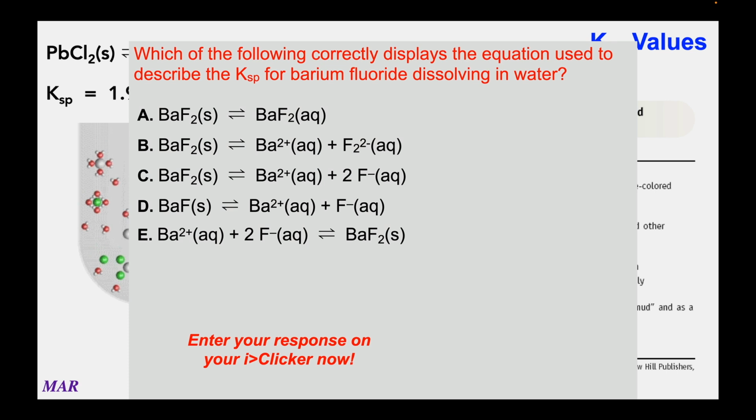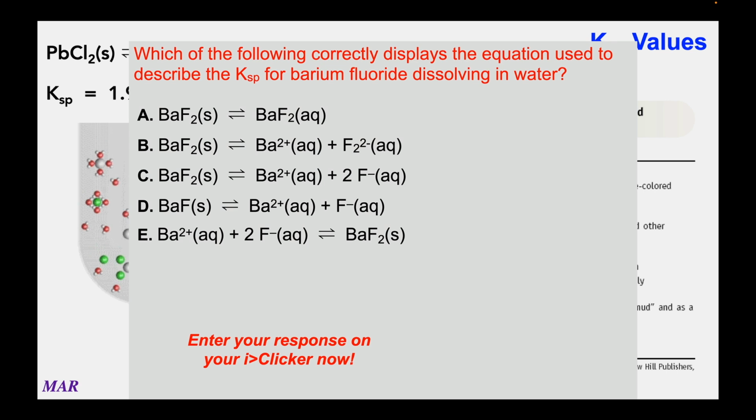This question asks, which of the following correctly displays the equation used to describe the Ksp for barium fluoride? Barium fluoride dissolved in water, which is basically what all of these are going to be, by the way. But anyway, in a Ksp expression, the solid is the reactant, and the ions that go into it are the products.